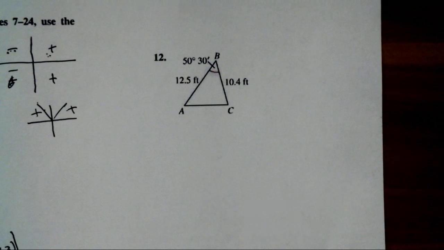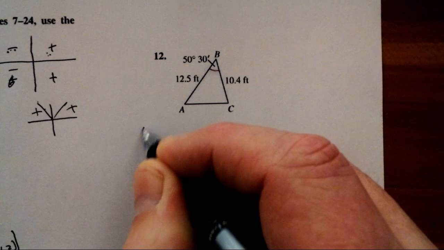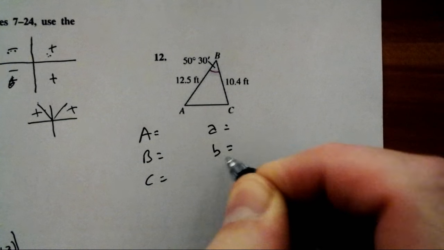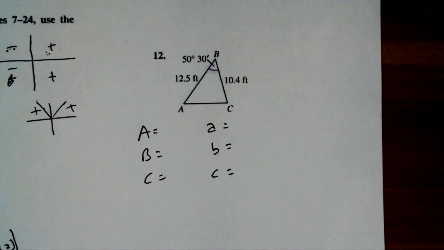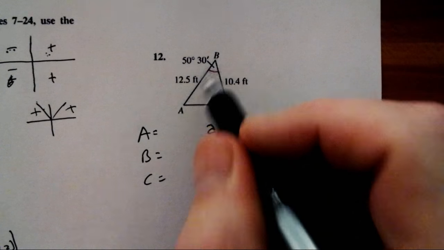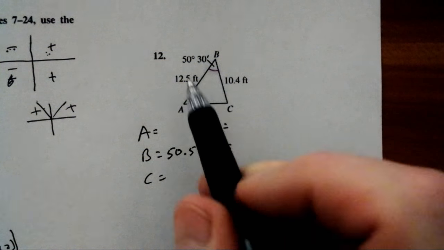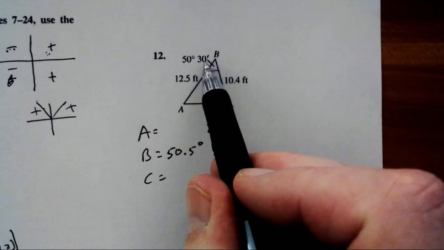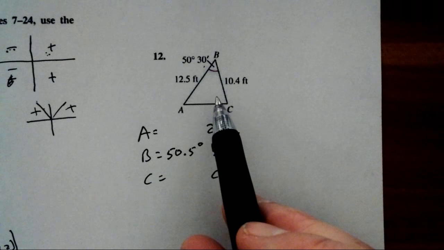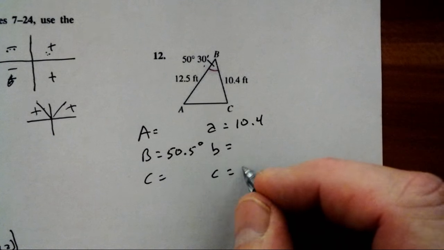Okay, number 12. Here we have a side angle side problem. Let's go ahead and time me. And that's really without rushing. It doesn't take long. We're going to go ahead and write them out this way. So angle B, by now we should identify that as 50.5 degrees. That's 50 degrees, 30 minutes. 30 minutes is half of an hour, so it's half of a degree. Side opposite A is 10.4. Side opposite C is 12.5.